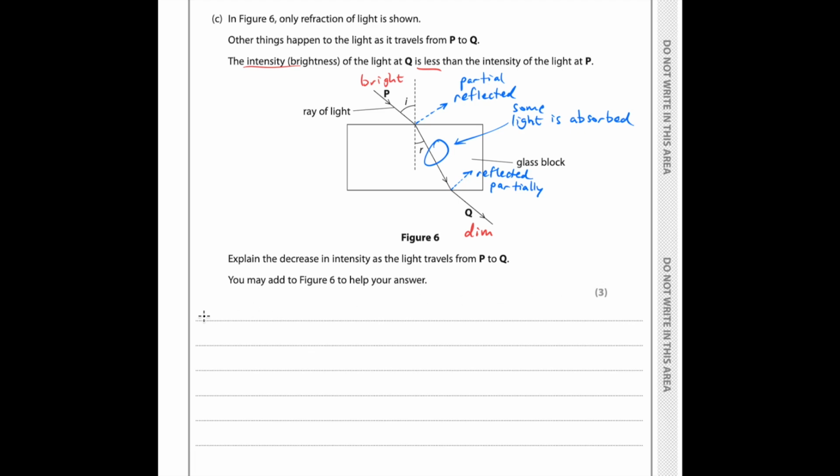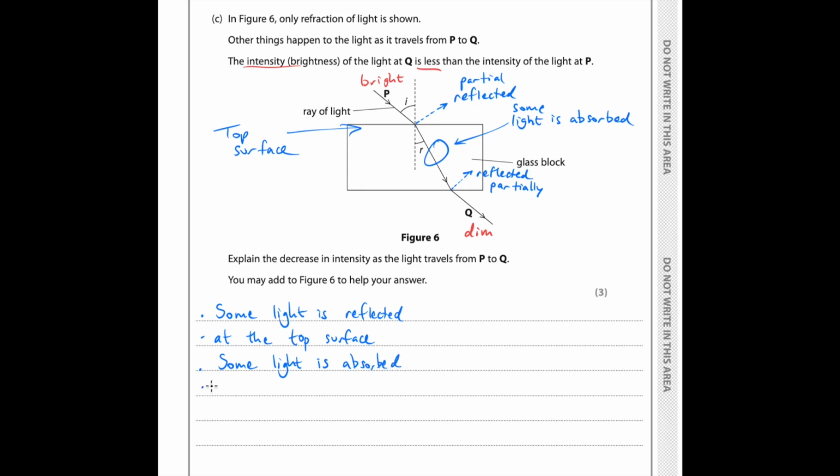So I'll write that down just in case. So some light is reflected at the top surface. And some light is absorbed by the glass. So that's one of those kind of questions where once you've saw it once, it makes sense and you'll remember it for next time.